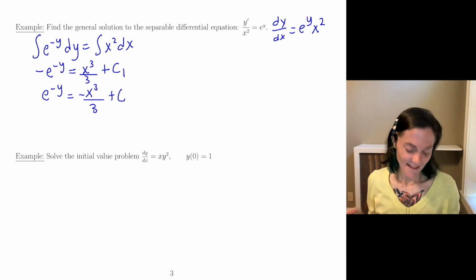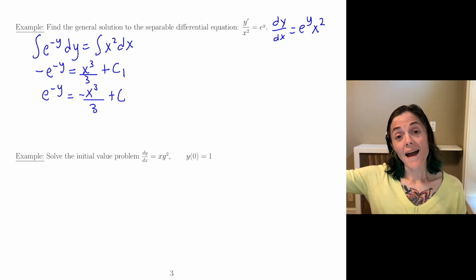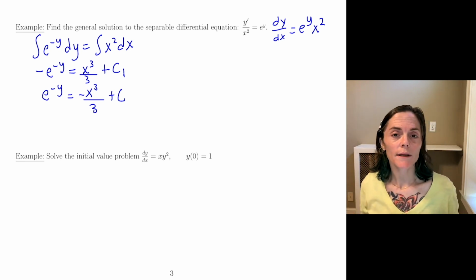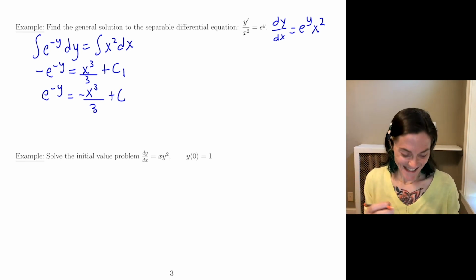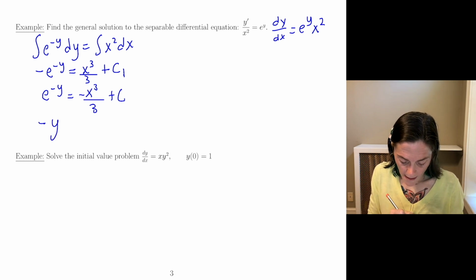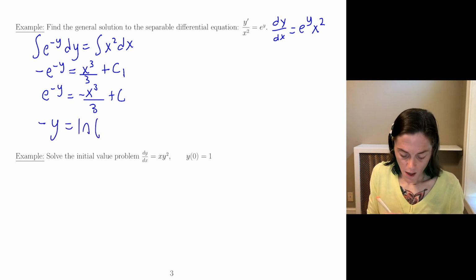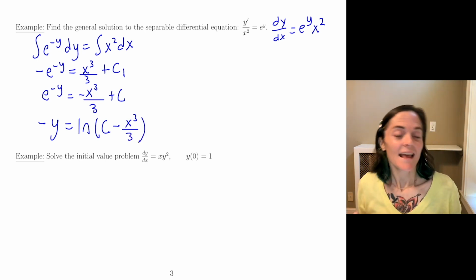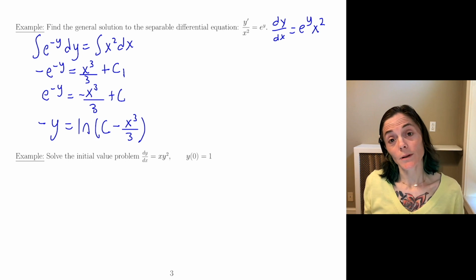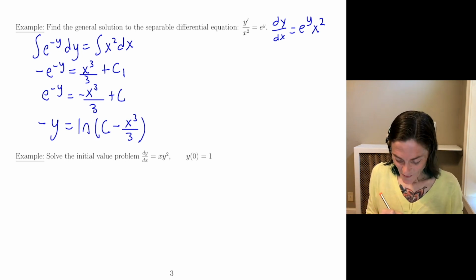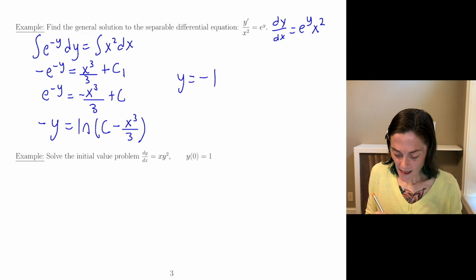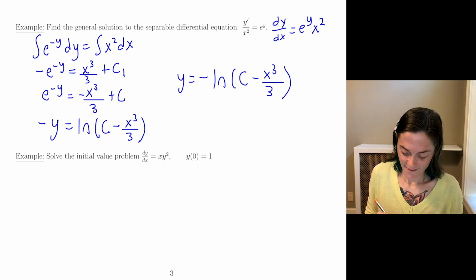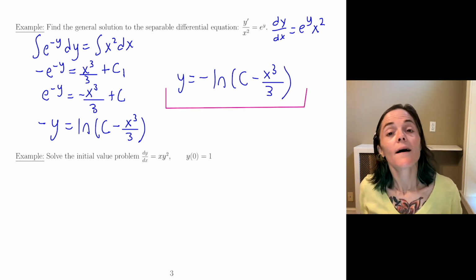Now, how do I get the y outside of the exponent? I want to take the natural log of both sides. So I'm going to have minus y is the natural log of c minus x cubed over 3. And one more step, we can just multiply through by -1. So y is minus ln of c minus x cubed over 3. This would be our final answer.